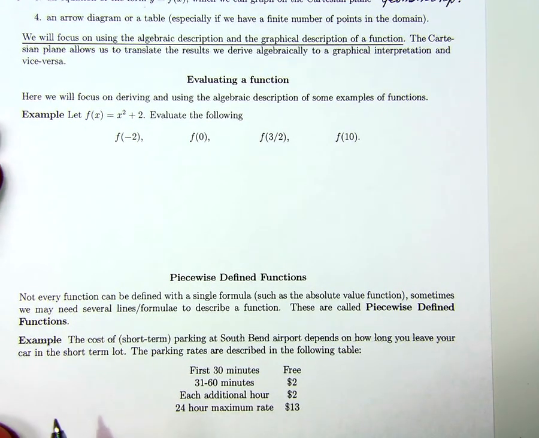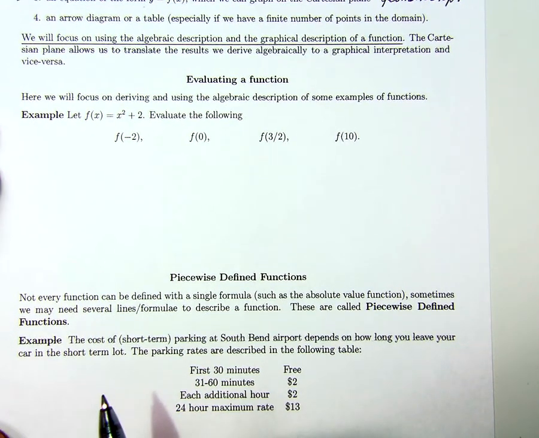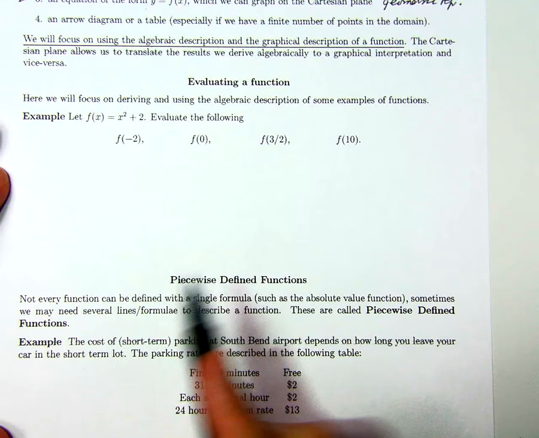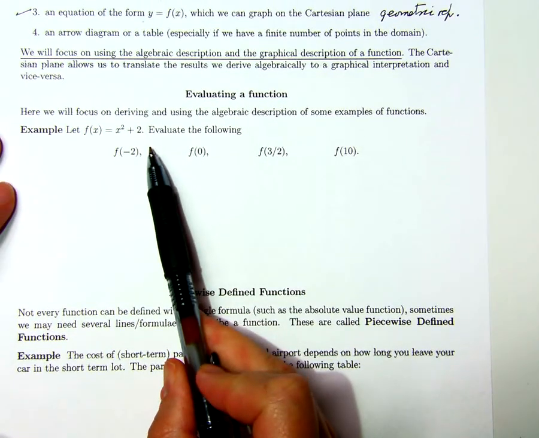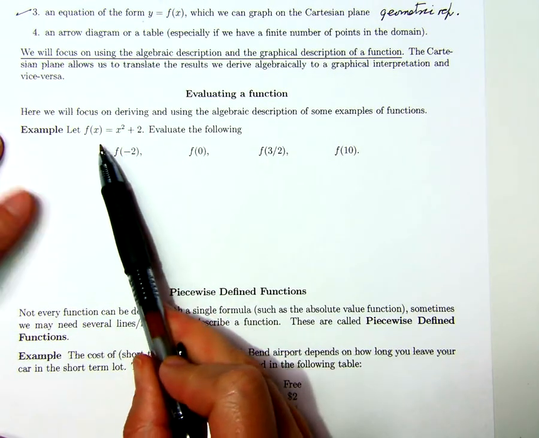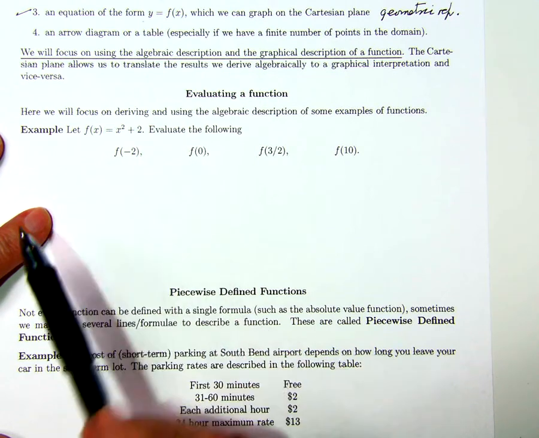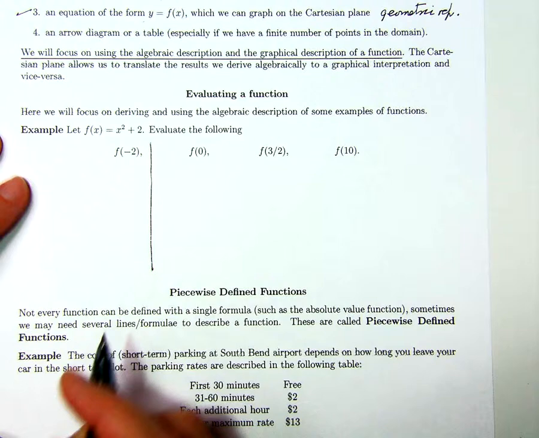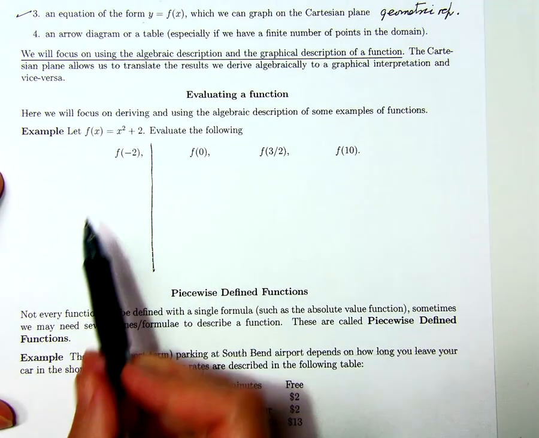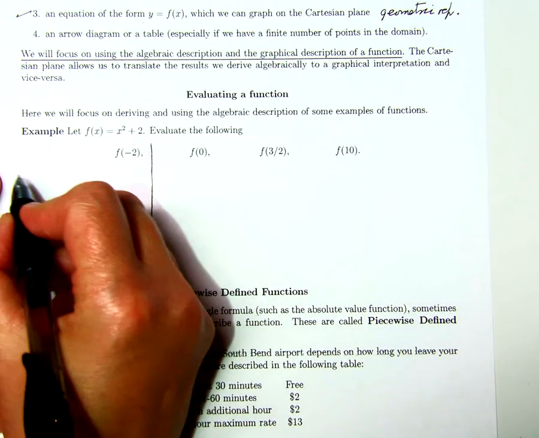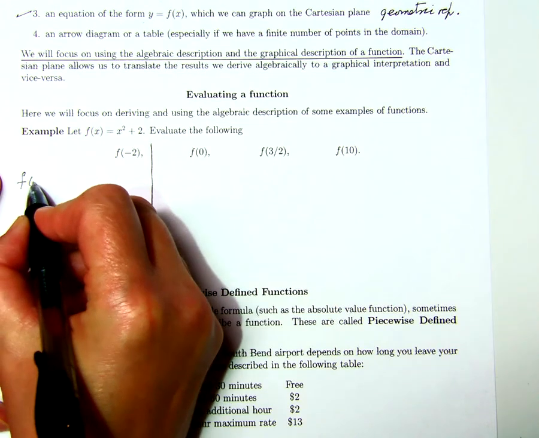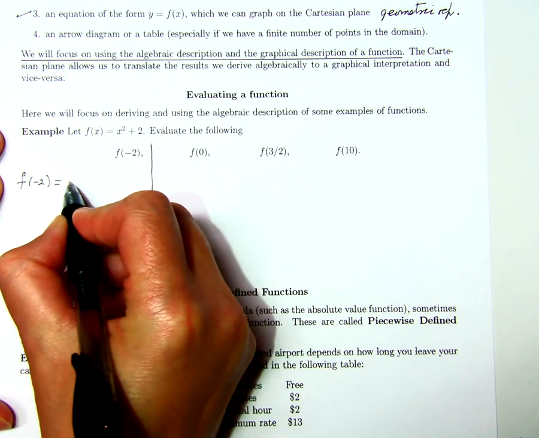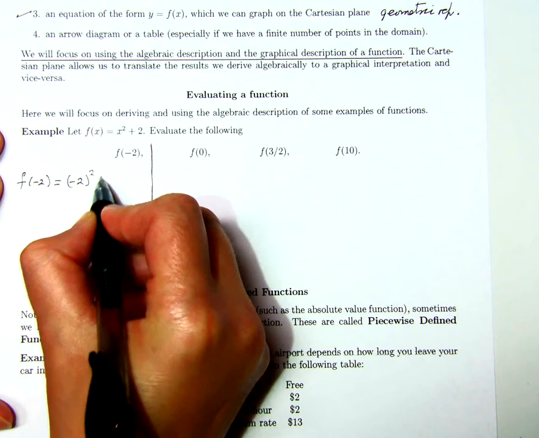We're going to start with evaluating a function for different values of x. Let's start with a very simple case where our function has a single formula, f of x is x squared plus 2. How do I evaluate f of minus 2? Well, wherever I see x in the formula, I put in minus 2. So f of minus 2 must equal minus 2 squared plus 2.